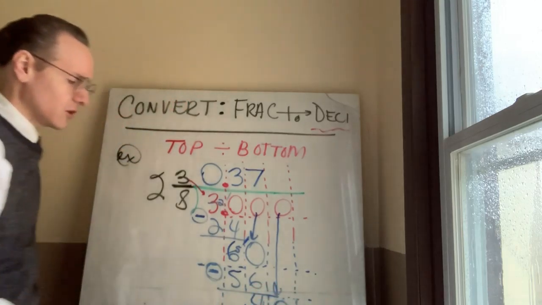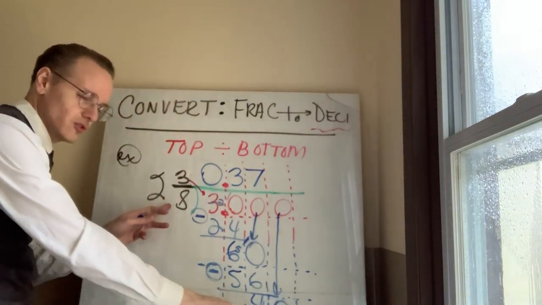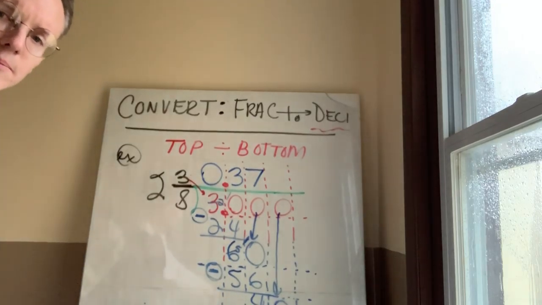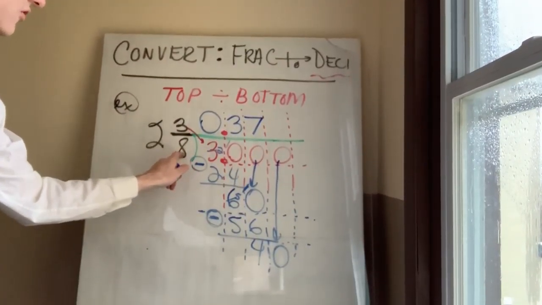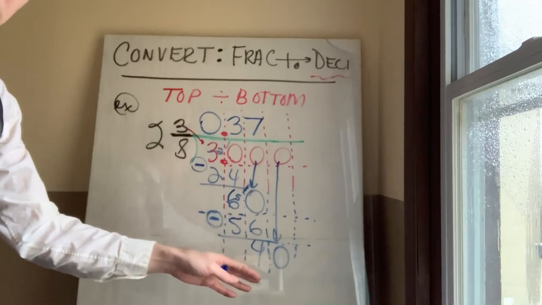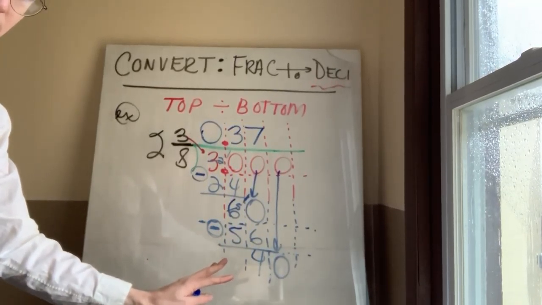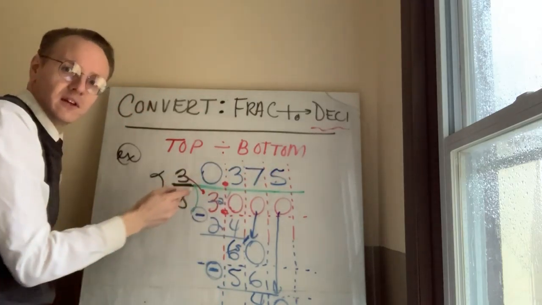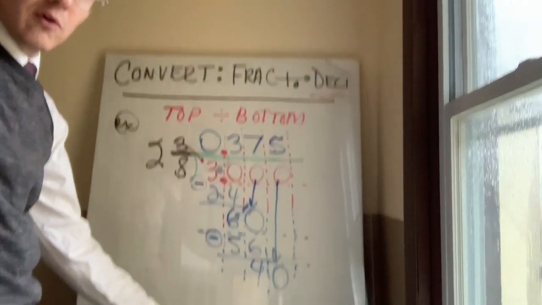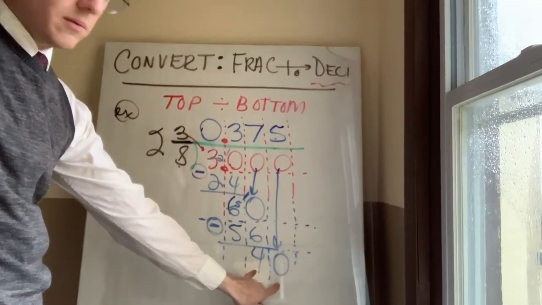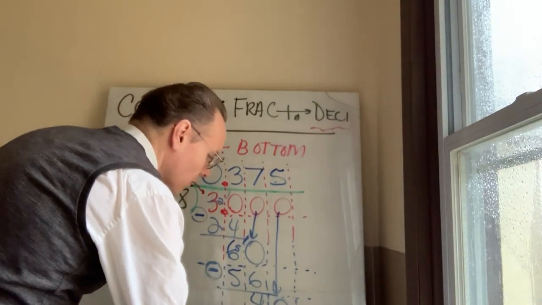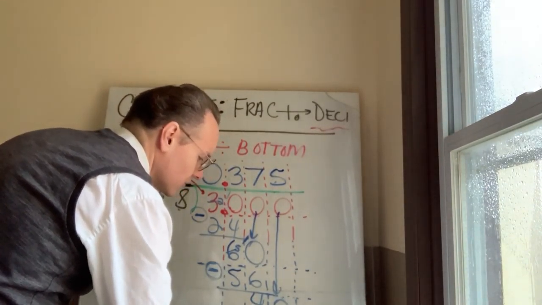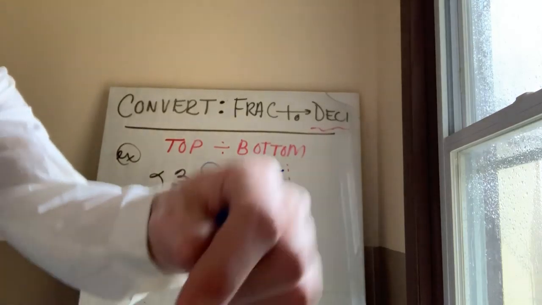And you address the question once again. 8 goes into 40. How many 8s can you squeeze into 40, exactly 5. So then we have 5 here. 5 times 8 is 40, which you would write here, and it terminates.